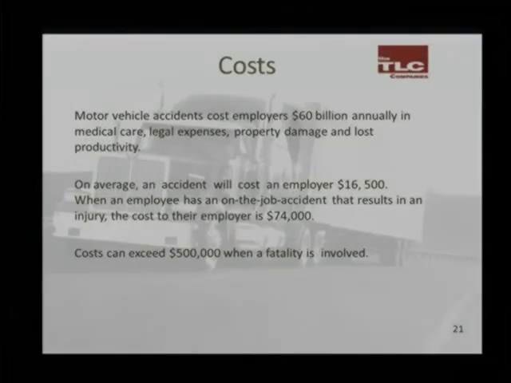Before I go, I just have one last statistic to throw at you. Motor vehicle accidents cost $60 billion annually in medical costs, legal expenses, property damage, and lost productivity. On average, an accident will cost an employer $16,500. When an employee has an on-the-job accident that results in an injury, that cost to their employer is $74,000. And costs can well exceed $500,000 when there is a fatality involved.